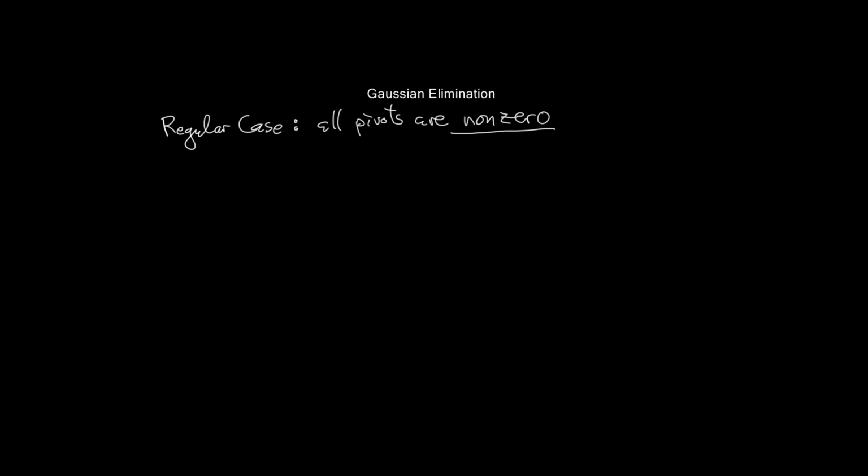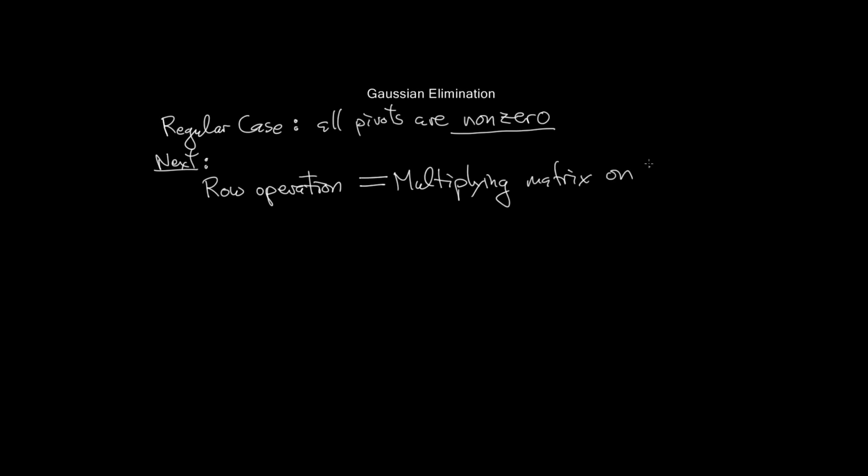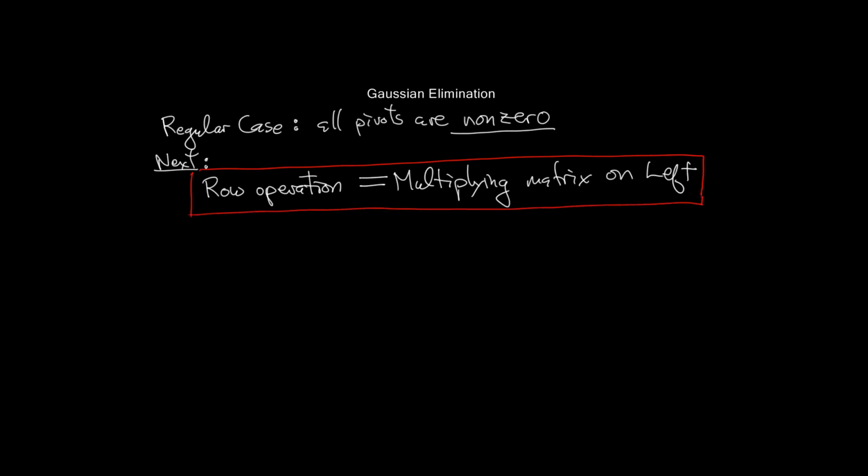Okay, so let's move on now and look at a matrix interpretation of this. And here's a very important observation. These row operations that we've been doing, adding a multiple of a row to another, is exactly the same thing as multiplying the given matrix on the left by another matrix. So this is a very important principle, so let's highlight it. Row operations are exactly the same thing as multiplying on the left.